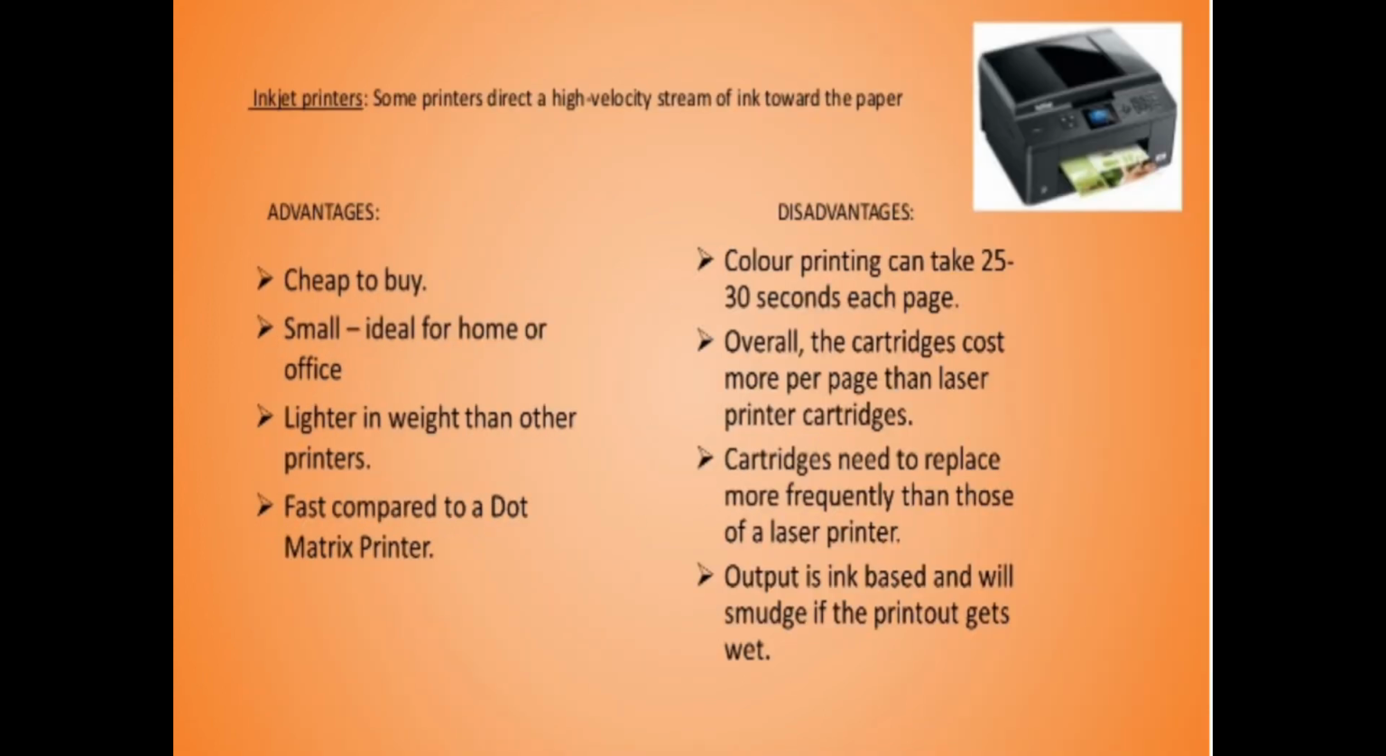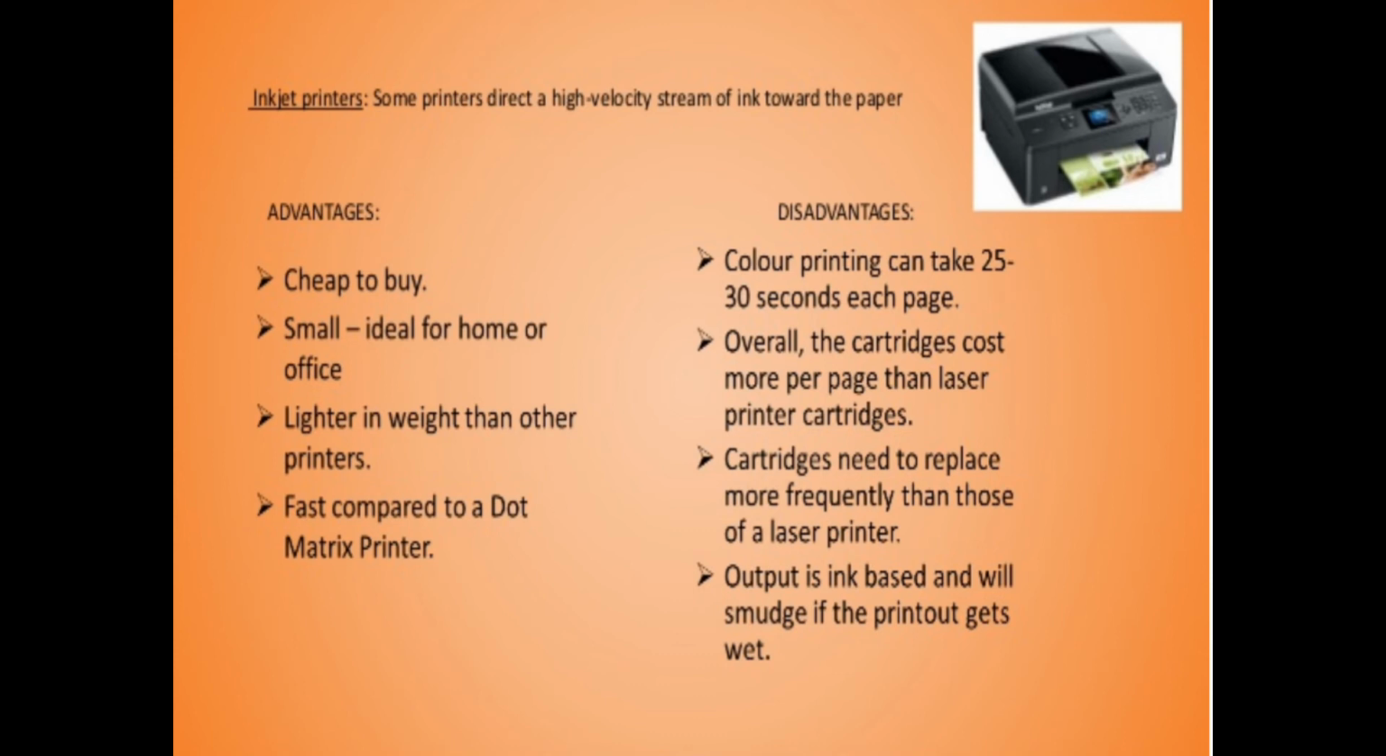Another type of non-impact printer is the inkjet printer. Some printers direct a high velocity stream of ink towards the paper, and these are known as inkjet printers. The advantages of inkjet printers are that they are cheap to buy, small, ideal for home or office, lighter in weight than other printers, and fast compared to a dot matrix printer.